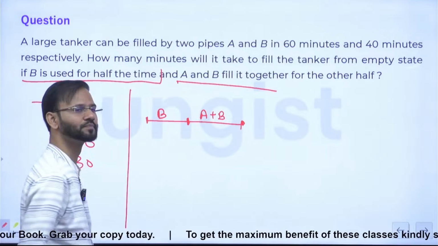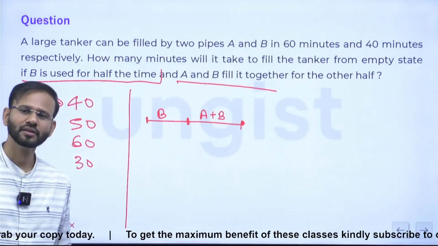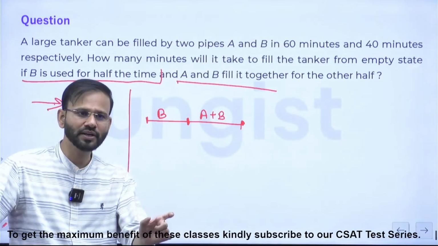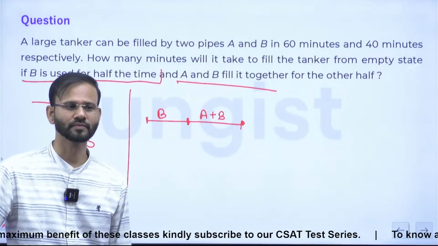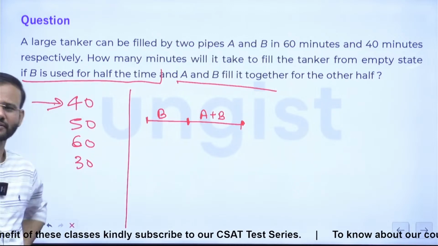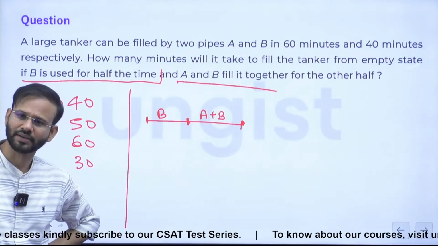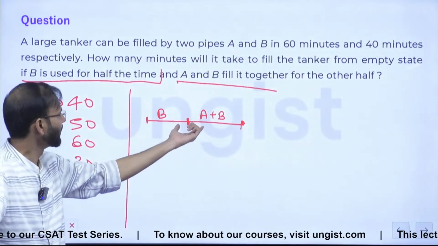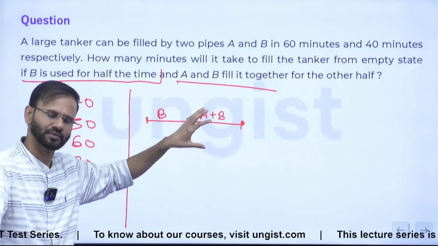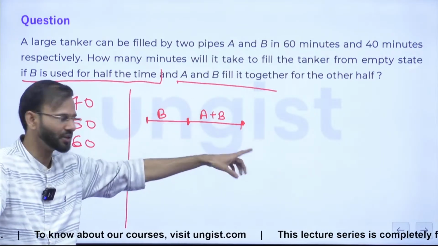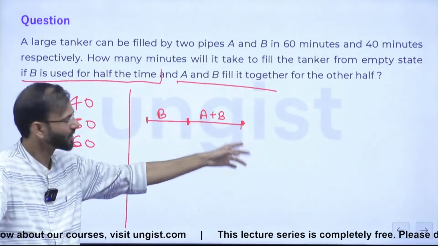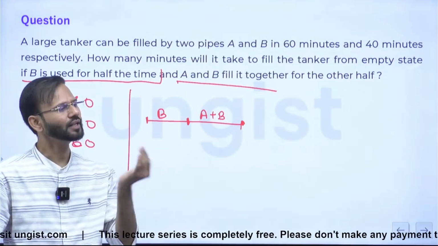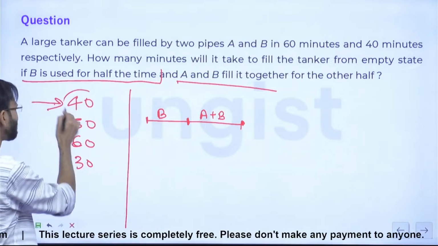Which means what? B is working for the entire duration and A is working for half the time. Everybody just read the question clearly, yaar. Correct. B is used for the first half and for the second half also. It means B is used for the entire duration. But A is used for the second half only. Correct, guys?